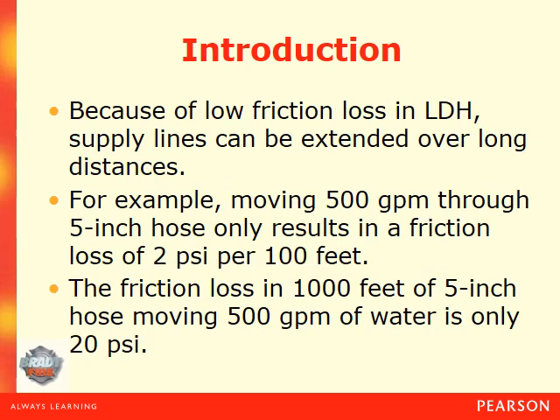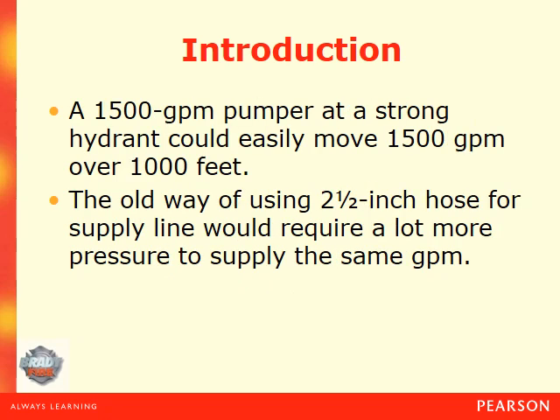Because of low friction loss in LDH, supply lines can extend over long distances. For example, moving 500 gallons per minute through a 5-inch hose only resulted in a friction loss of about 2 pounds per square inch per 100 feet. The friction loss in 1,000 feet of 5-inch hose moving 500 gallons per minute of water is only 20 psi. A 1,500 gallon per minute pumper at a strong hydrant could easily move 1,500 gallons per minute over 1,000 feet. The old way of using 2.5-inch hoses for supply lines would require a lot more pressure to supply the same gallons per minute.